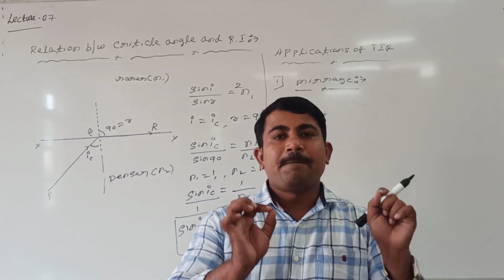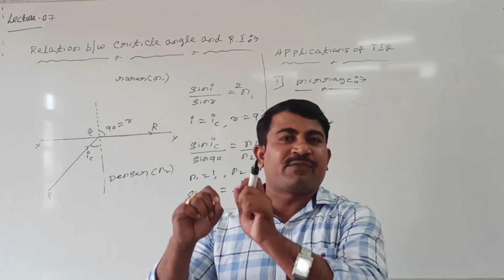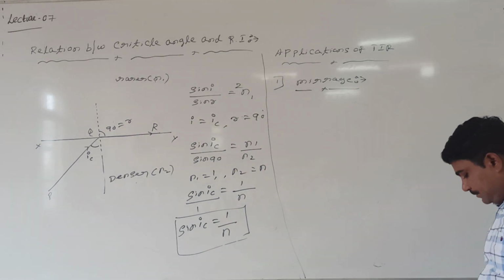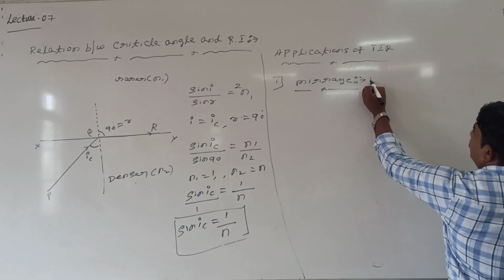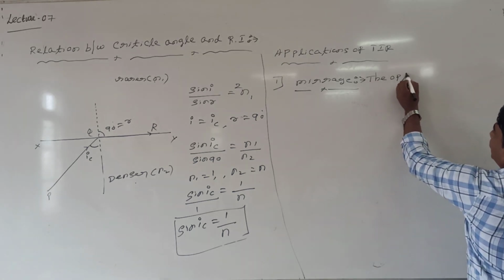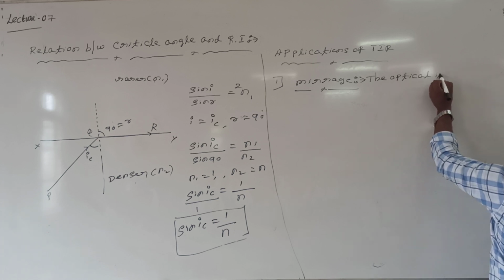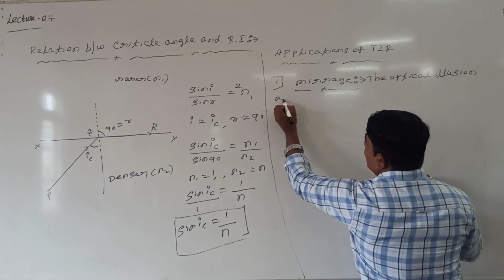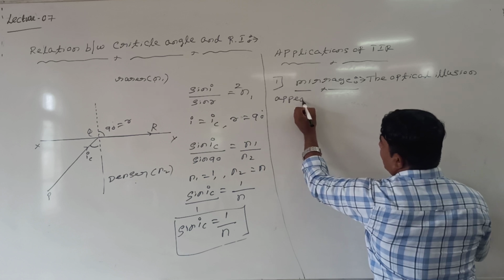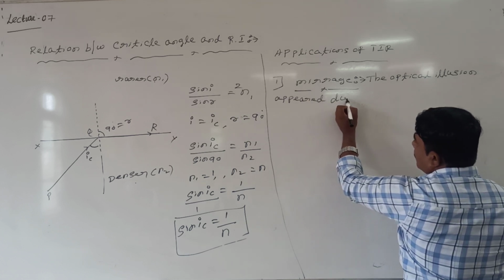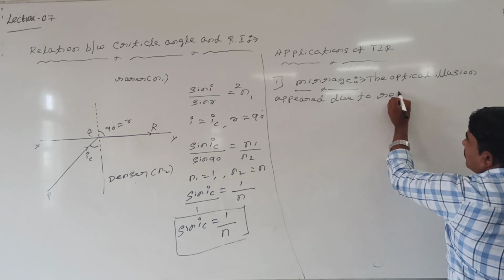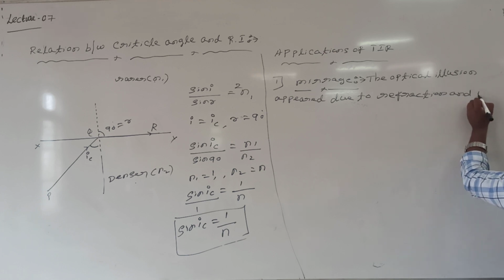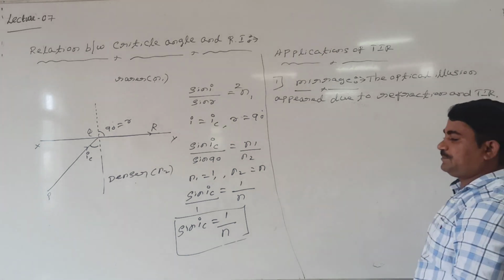See here, mirage is an optical phenomenon that appears due to refraction and total internal reflection of light. Initially, how to define it? The optical illusion appeared due to refraction and total internal reflection of light.